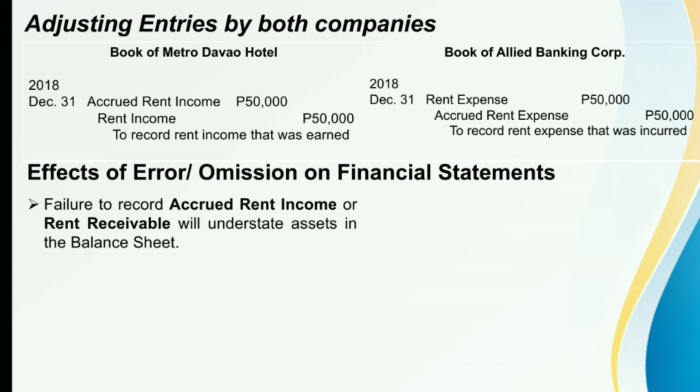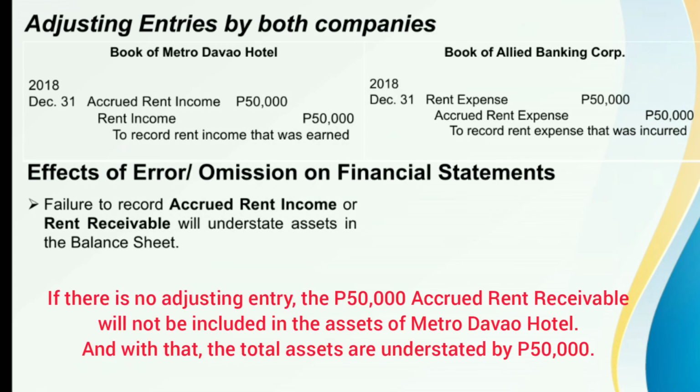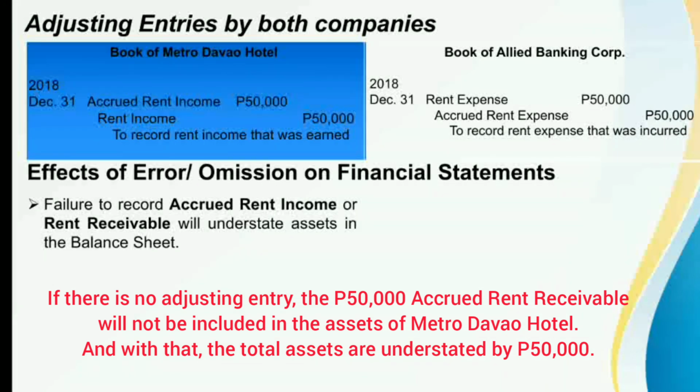So kung hindi tayo gumawa ng adjusting entry on December 2018, etong 50,000 pesos na accrued rent income or rent receivable, hindi ito maisali sa assets ni Metro Davao Hotel on December 2018. So, in short, if hindi tayo gumawa ng adjusting entry wherein accrued rent income or rent receivable is debited, yung assets ni Metro Davao Hotel on December 2018 is kulang or understated.